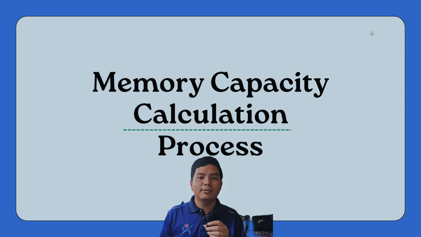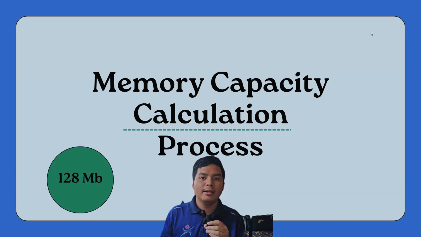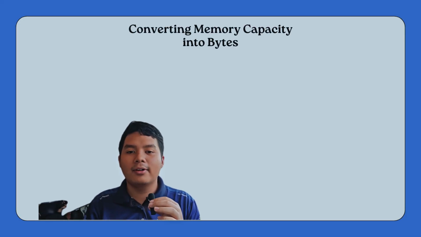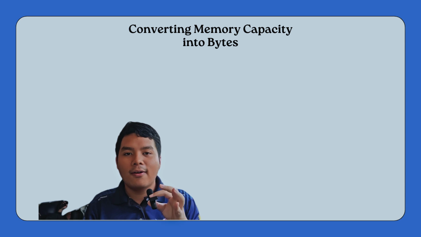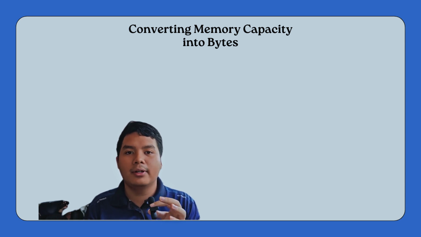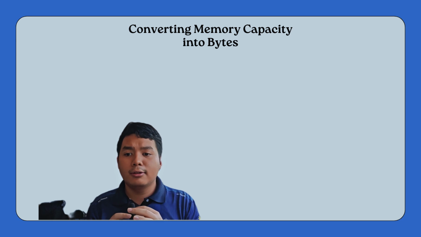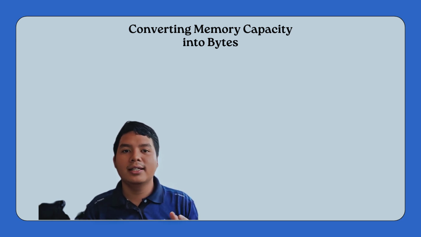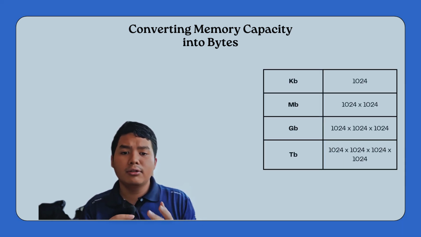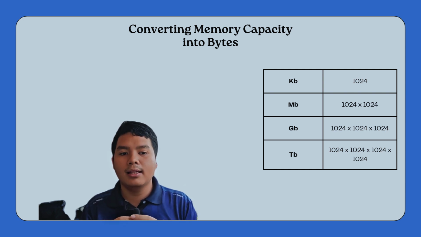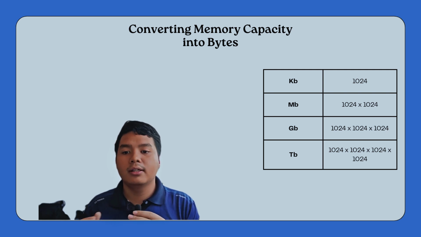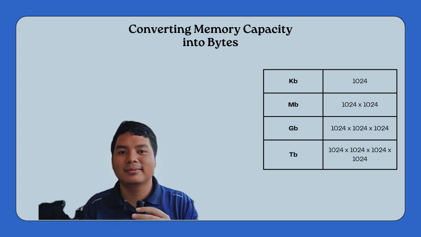Now, let us look at two examples of memory capacity calculation, which are 128 MB and 1 GB. So, the first step is converting the memory capacity into bytes. To do this, we will refer to this table, which shows how many times we need to multiply by 1024 based on the memory specification.